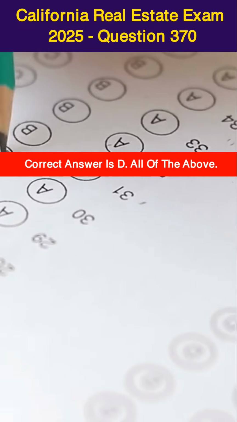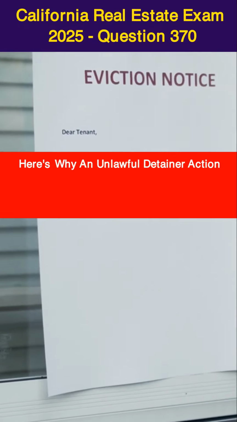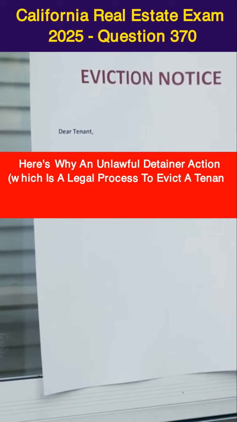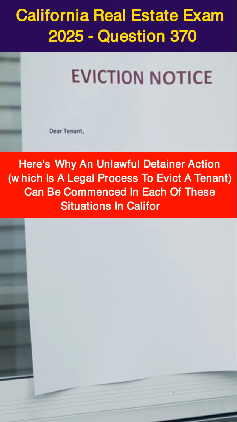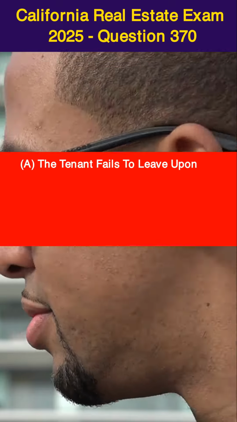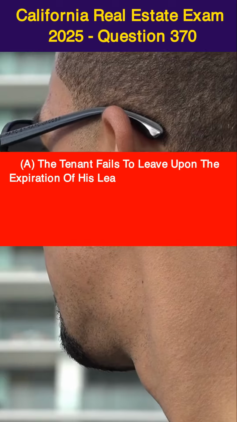Correct answer is D. All of the above. Here's why an unlawful detainer action, which is a legal process to evict a tenant, can be commenced in each of these situations in California. A. The tenant fails to leave upon the expiration of his lease.